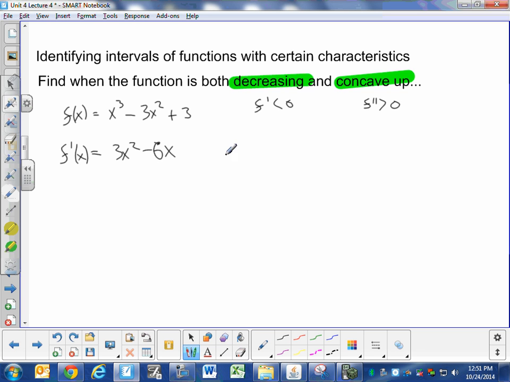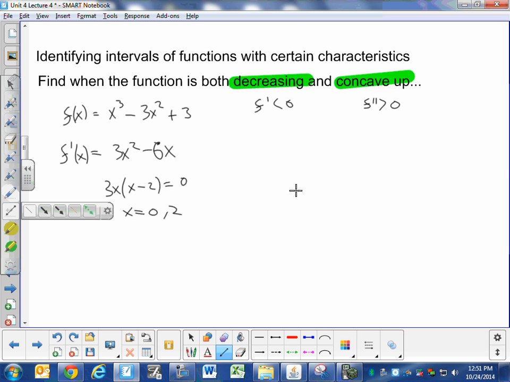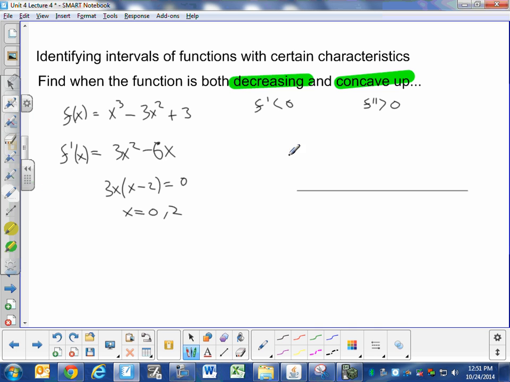Take the first derivative. I'll set that equal to 0. I get 0 and 2. So over here, I will look at f prime around 0 and 2. Positive values, we'd have negative values, we'd have positive values, so that helps me determine where we're increasing and decreasing.